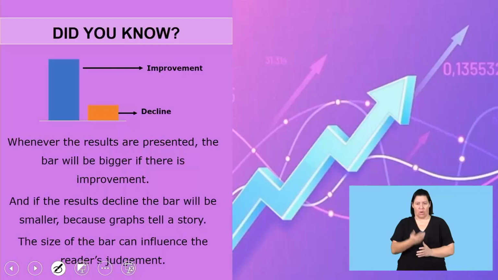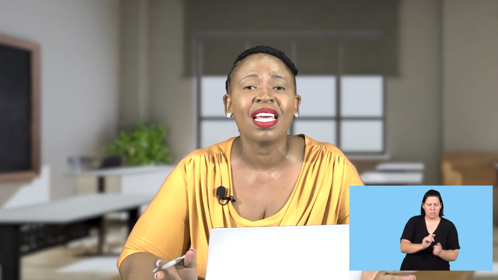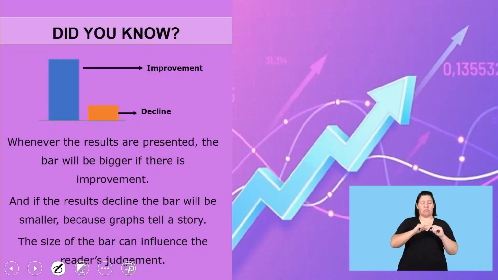Day, grade 10 learners. Our topic for today is making sense of graphs. Did you know, whenever the results are presented, if there's an improvement, there'll be a very big bar presented. And whenever there is a decline in the results, the bar will be made smaller. Why is it like that?